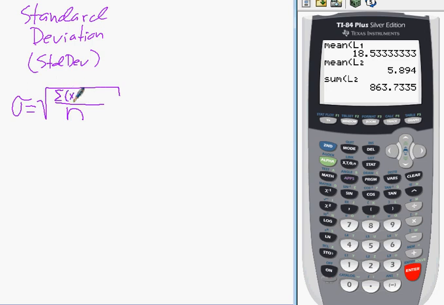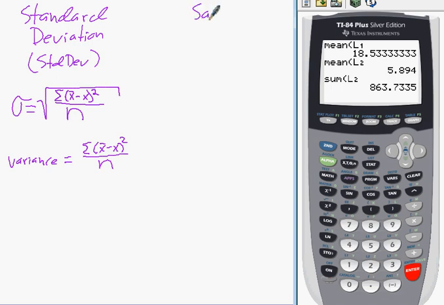Right? The deviation is x bar minus x, and squared. So that's what the equation looks like in its most condensed form. Now, variance is just the inside part. It's just the sum of the squared deviations over n. So the standard deviation is just the square root of variance. The variance is the square of the standard deviation. And that's all there is to that.